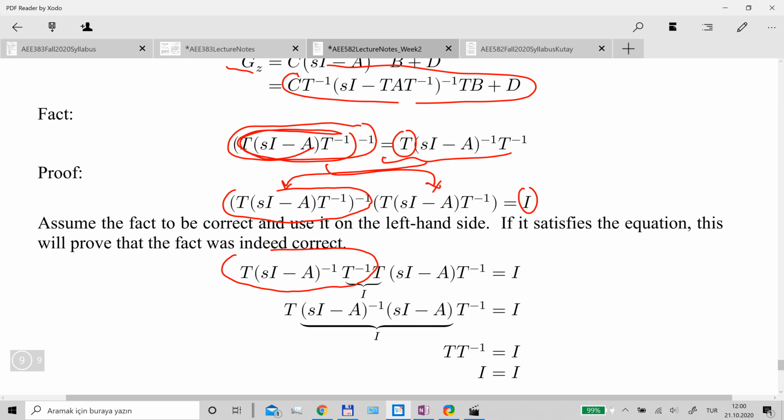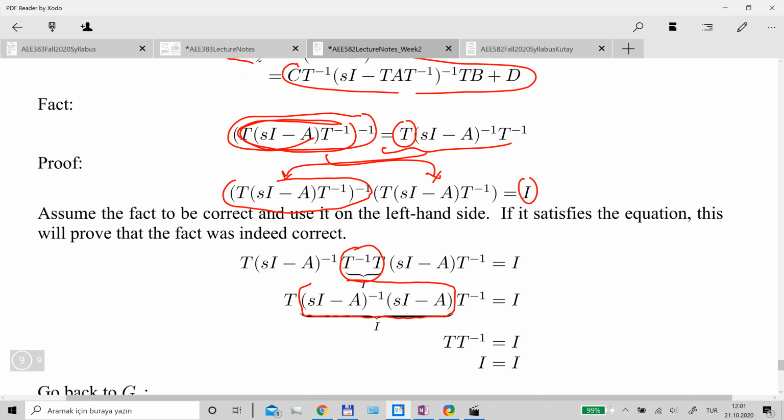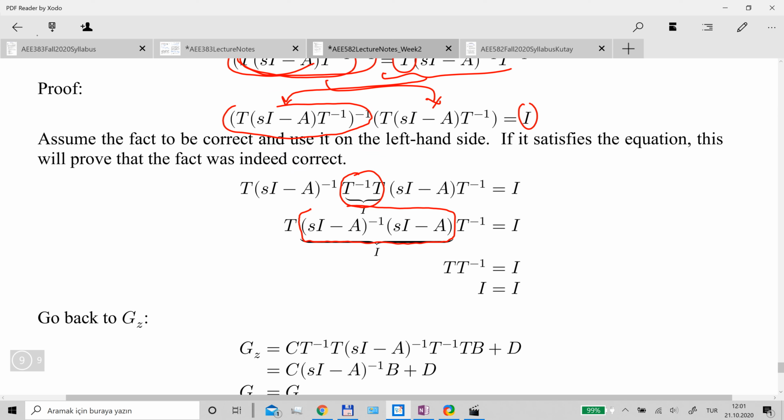Okay, so we put that there, and once you put it, you see some obvious simplifications. In the middle, you have T inverse multiplies T. So this gives the identity matrix, so you can just get rid of that. And when you remove that term from the middle, now these two terms come next to each other. The inverse of sI minus A multiplies sI minus A itself, which produces another identity matrix. So you get rid of this term in the middle, and at the last step, you're left with T times T inverse, which is obviously identity.